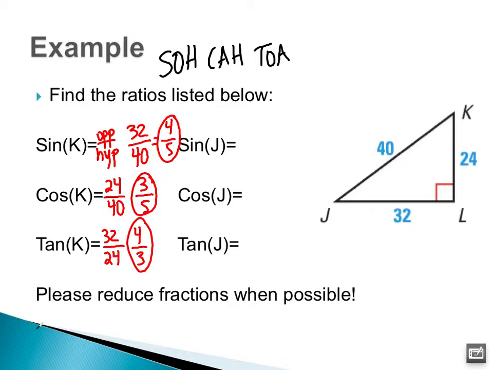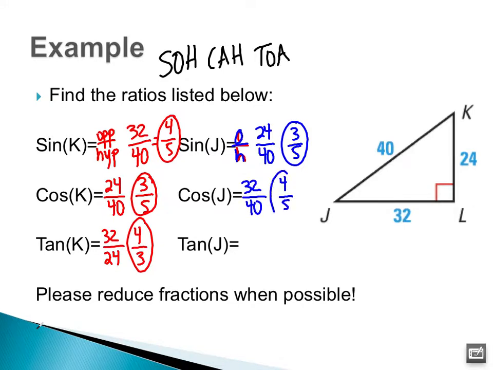Okay, going on to J. Sine of J is opposite over hypotenuse. Opposite of J is 24. The hypotenuse is 40. We already saw that this simplified to be 3 over 5. Cosine of J is adjacent, which is the 32, over the hypotenuse, which is 40. This simplifies to be 4/5. Tangent is opposite, which is the 24, over the adjacent, which is 32, which ends up being 3 over 4.